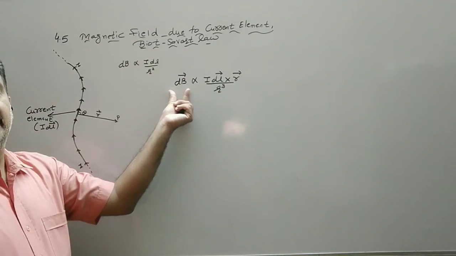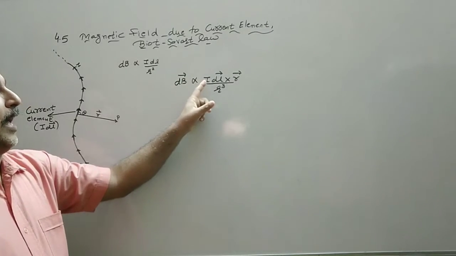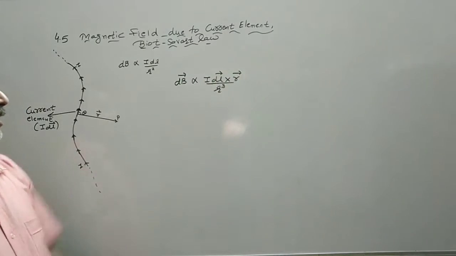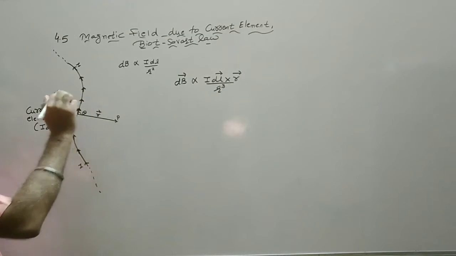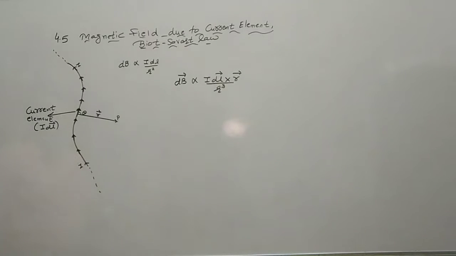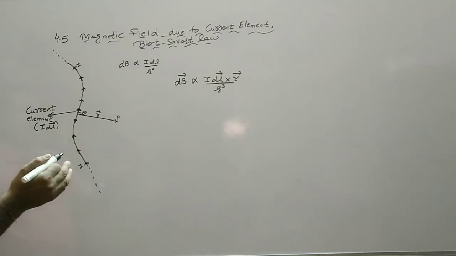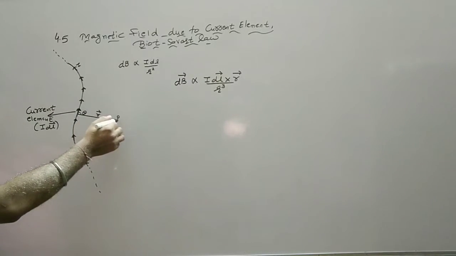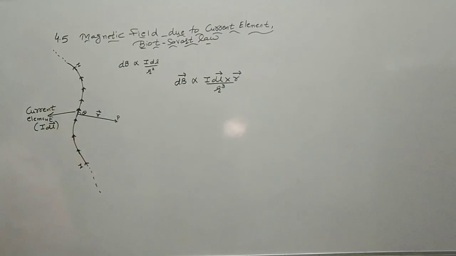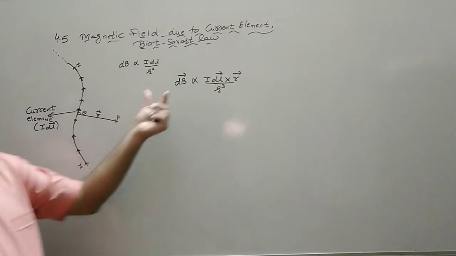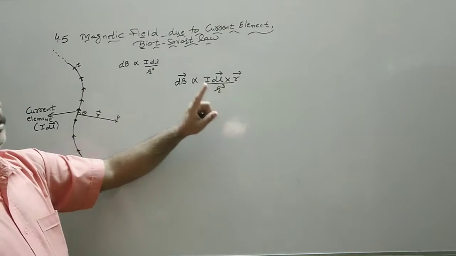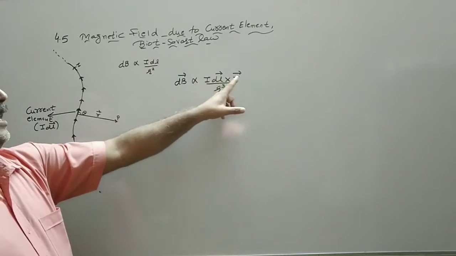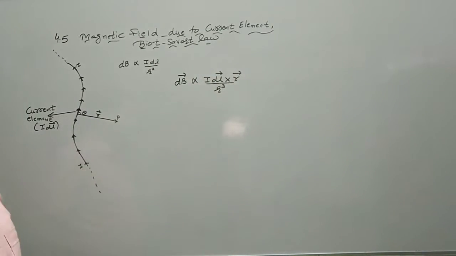So clearly this magnetic field intensity depends on the angle between I dL and the r vector, because if I change these elements, the angle will also keep on changing. So we have taken here an irregular shaped wire. If it is a straight wire, then the point P will be at equal distance from each current element. So dB is directly proportional to the cross product of the current element and the displacement vector divided by r cube.